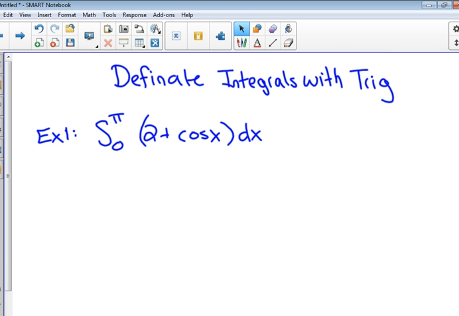Our procedure for this is going to be exactly the same thing that we've been doing. A definite integral, I should have gone over this earlier, just means that you're bounded, like you have a definite interval you're going over when you integrate. So here we're going from 0 to pi. It's not just infinity. It's defined at a certain spot.